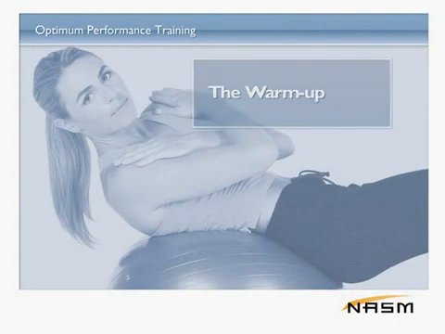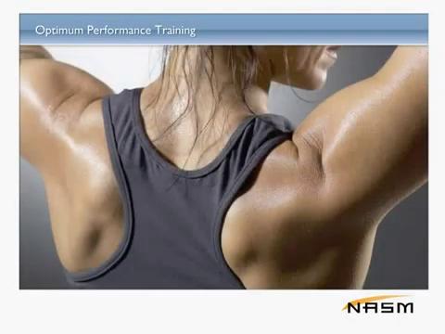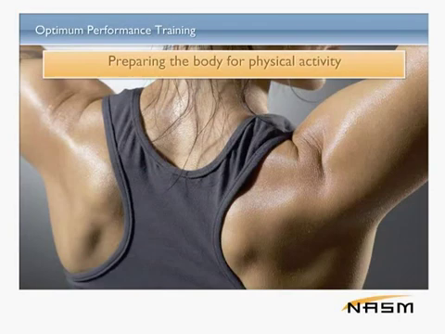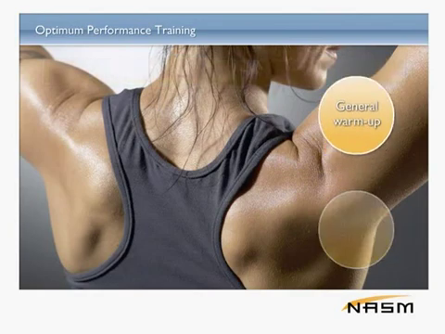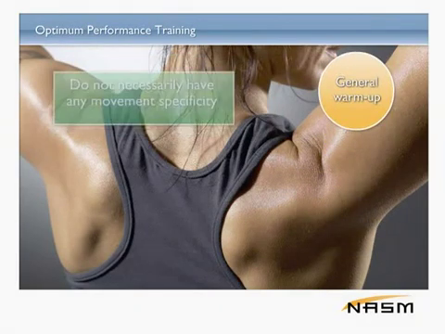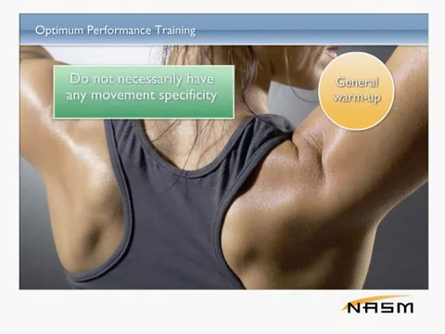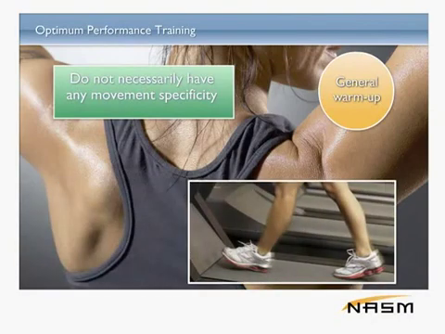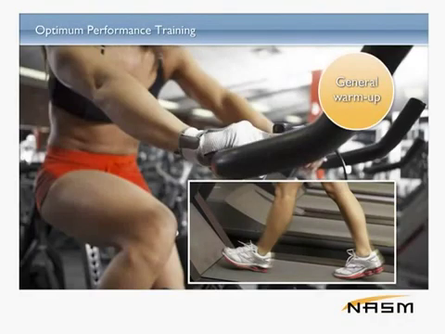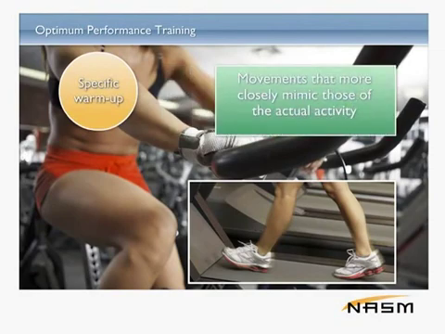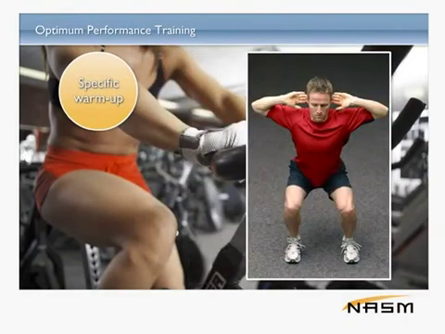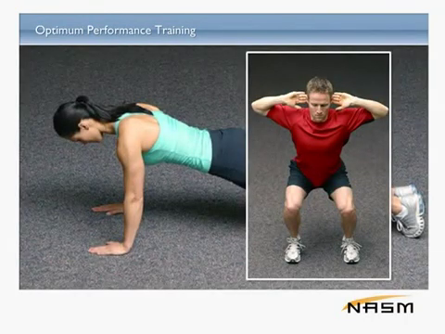The warm-up. A warm-up is generally described as preparing the body for physical activity. It can be either general in nature or more specific to the activity. A general warm-up consists of movements that do not necessarily have any movement specificity to the actual activity to be performed. Examples include warming up by walking on a treadmill or riding a stationary bicycle prior to weight training. A specific warm-up consists of movements that more closely mimic those of the actual activity. Examples include performing body weight squats and push-ups prior to weight training.